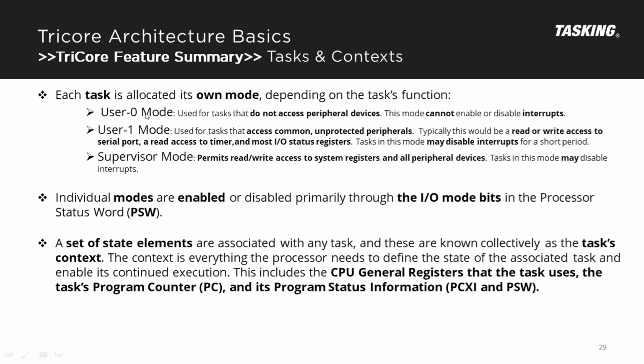User 0 mode is the lowest permission mode, where tasks don't access any of the peripherals, and at the same time they cannot enable or disable the interrupts. Then comes user 1 mode, where some common unprotected peripherals could be accessed, for example reading some timer, or reading or writing some UART. Such stuff is not very critical, so it's okay for this mode to access it. And in this mode, the interrupts may be disabled as well.